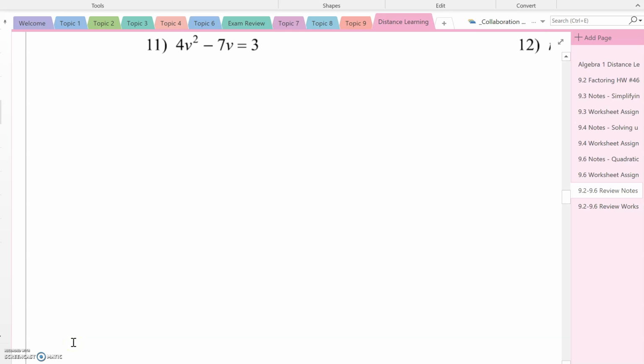Okay, so let's go ahead and work together on these last two problems where we're solving quadratic equations using the quadratic formula. Remember on problem number 11 here, we want it to be set equal to 0. So let's first do that. If we subtract 3 from both sides, we will get it set equal to 0.